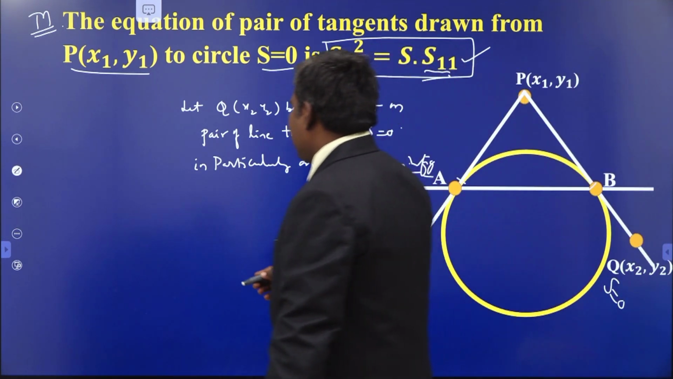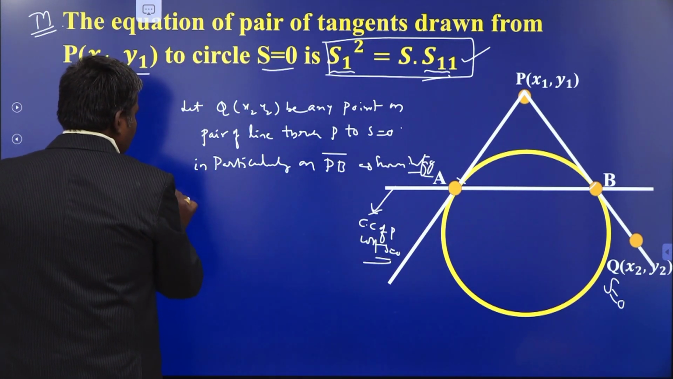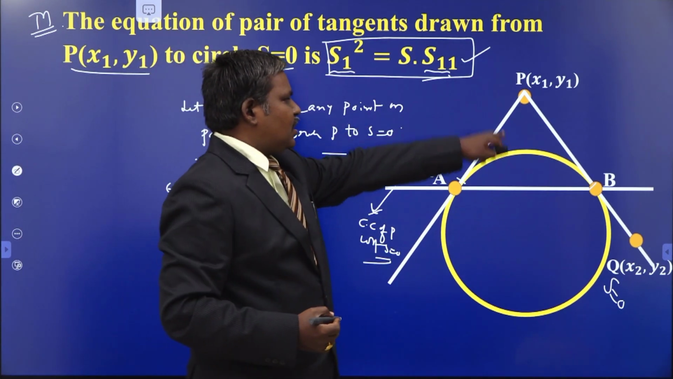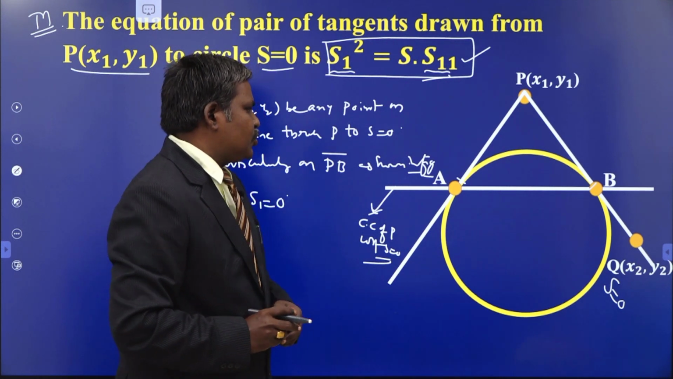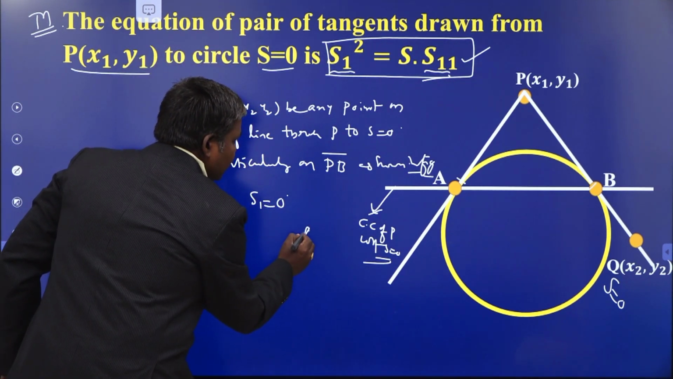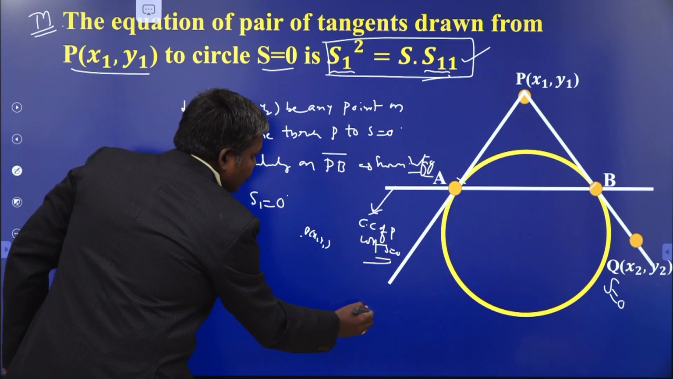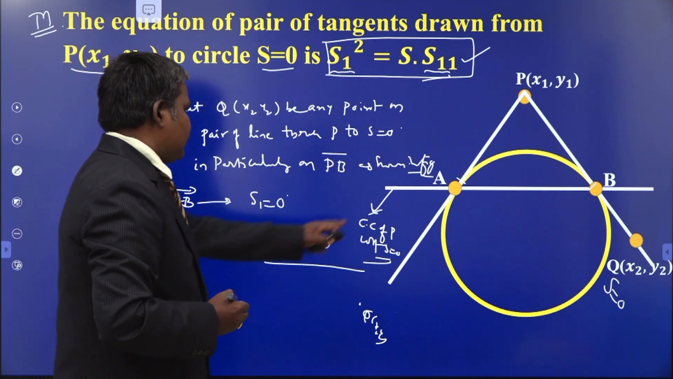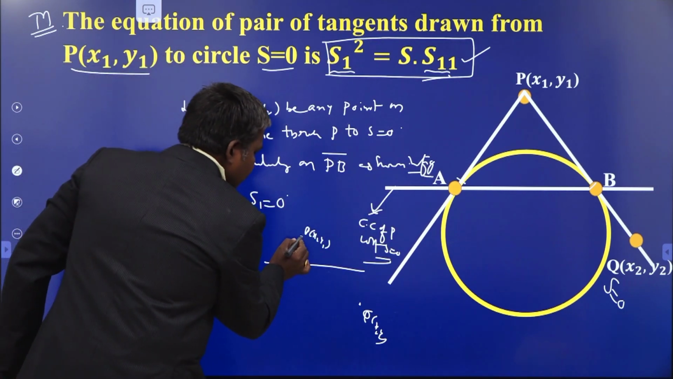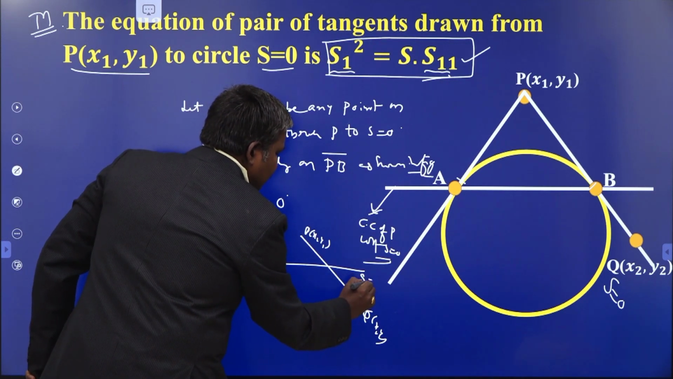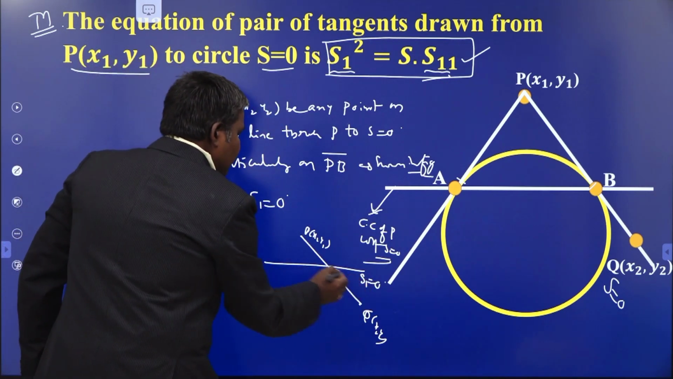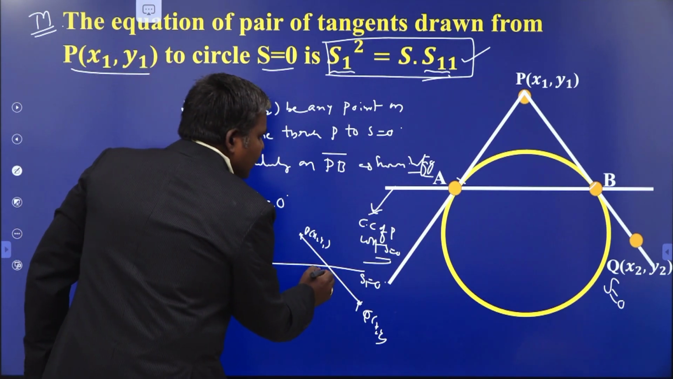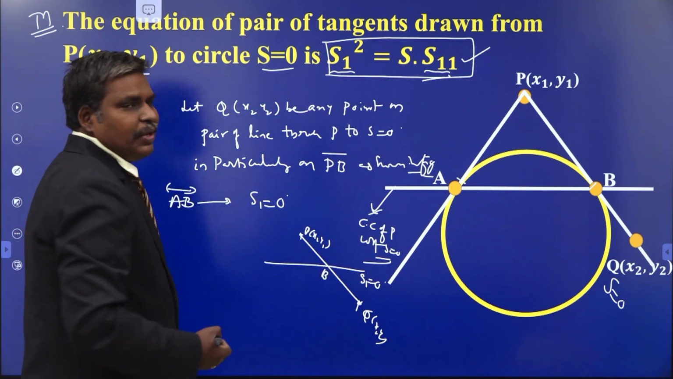Now, what is the equation of AB, my dears? The equation of AB is S1 = 0. That is the chord of contact of P (x1, y1) with respect to the circle S = 0. Here, this is P (x1, y1), and Q (x2, y2) is there. This is the line segment joining AB, that is the chord of contact. Now my question is, its equation is S1 = 0, all of you know that. Now S1 = 0 divides the line segment PQ in the ratio of what? That means PB by BQ is what? That is my question.